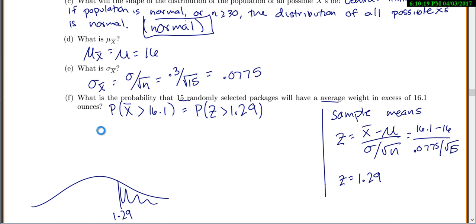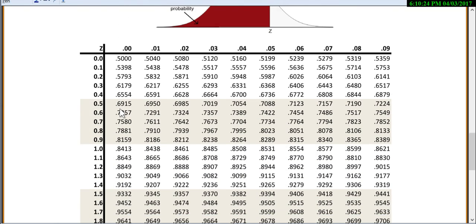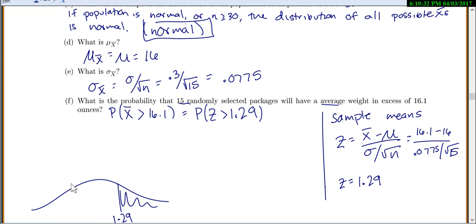So I have my normal table. We're looking for 1.29. Looks like we're at 0.9015, but that's actually the area to the left, because that table always gives us area to the left. So 0.9015, that means the area to the right is 1 minus that, or 0.0985. So coming back up here, that was 1 minus 0.9015, which equals 0.0985.